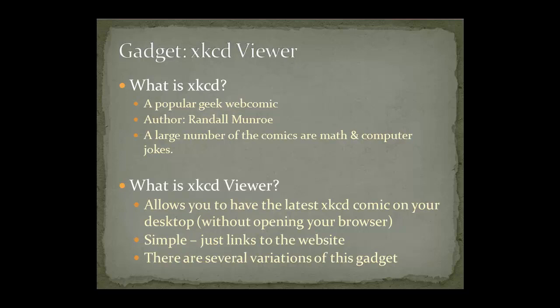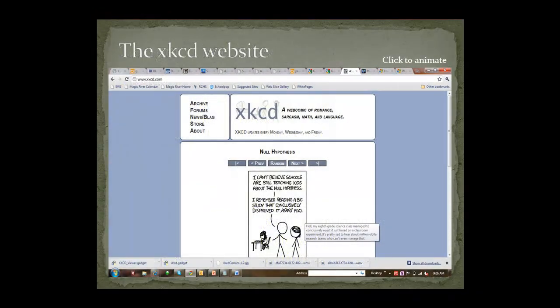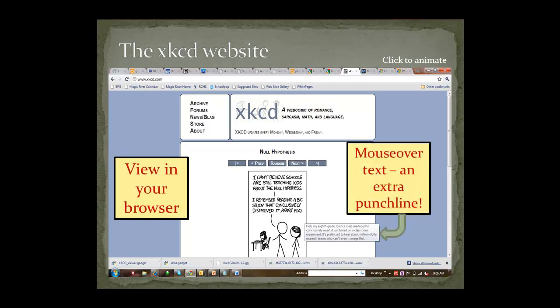There are a couple of variations of this gadget out there. First, let's show you the website. As you can see, this is the home page. The comic of the moment is always up on the home page, and you can view it in your browser, and you can do this extra feature, which is mouse over text. If you have read the comic itself, then you mouse over it, you get sort of an extra punchline that pops up in this text box. It might be commentary or another joke. Sometimes it's the funniest part of the comic, but not always.